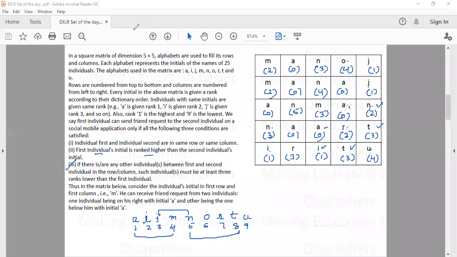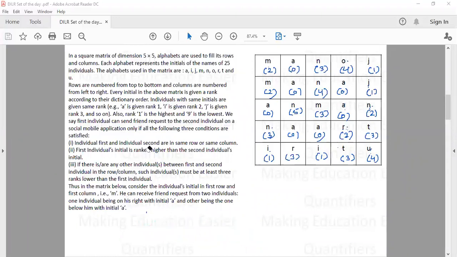So this was the complete arrangement of how many requests a person can receive from how many people, right? So I think this is clear to all of you. Now let us move on to the questions.